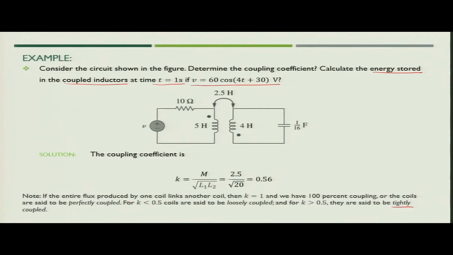If K is less than 0.5, we will say that it is loosely coupled, and in case K is equal to 1, we will say the circuit is perfectly coupled.